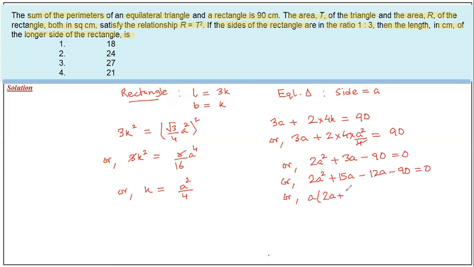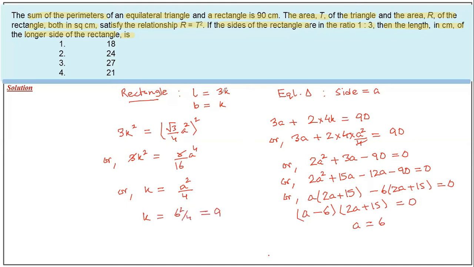a into 2a plus 15 minus 6 into 2a plus 15 equal to 0. So from here we get a minus 6 into 2a plus 15 equal to 0. So this gives us a equal to 6. So we get k as 6 square by 4, that is equal to 9. So we get the length of the rectangle as 3 into 9, which is equal to 27. Option 3.